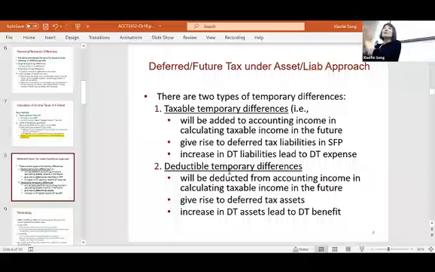The future taxable income will be less, and the future tax to be paid will be less. Why? Because you did not deduct it now. So if future taxable income will be less, that means right now the taxable income is more, right? So this gives rise to a deferred tax asset.